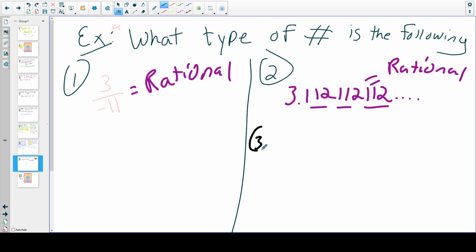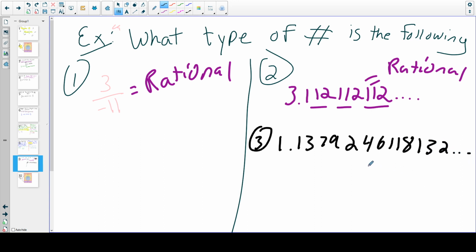Let's do a third example. So, what if I did 1.1379246118132, so on and so forth? Well, it must be either rational or irrational because it's a decimal. It goes on forever. Is there a pattern? Or in other words, do I know what the next number could be? I have no idea. There is no pattern here. So this must be irrational.